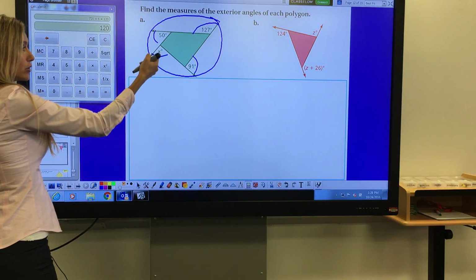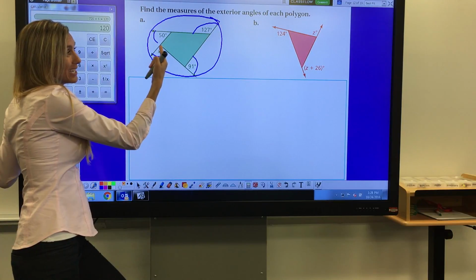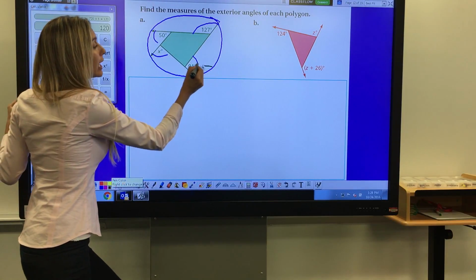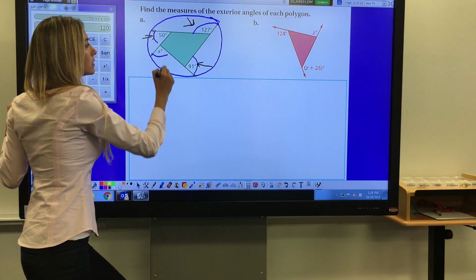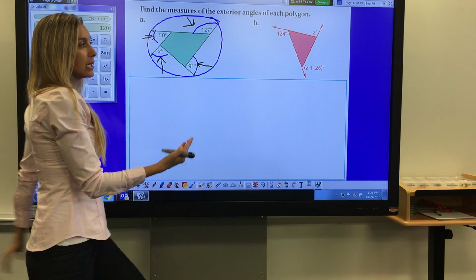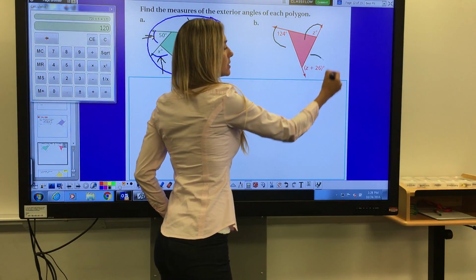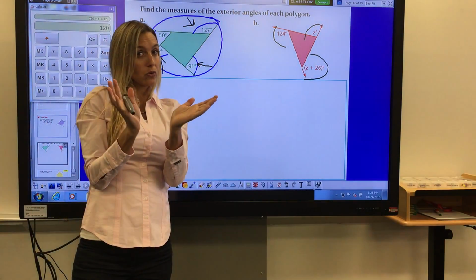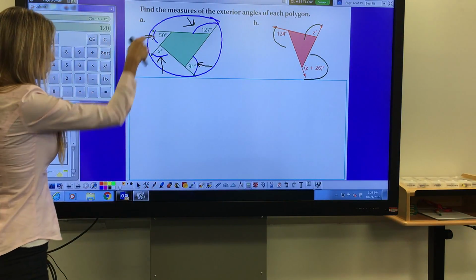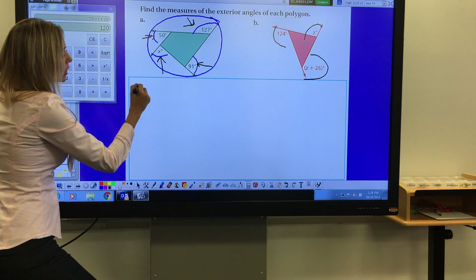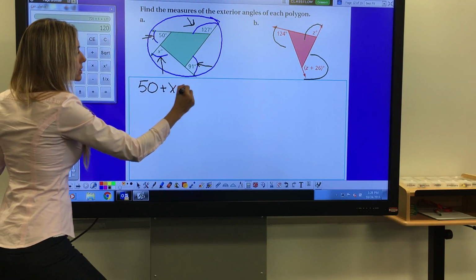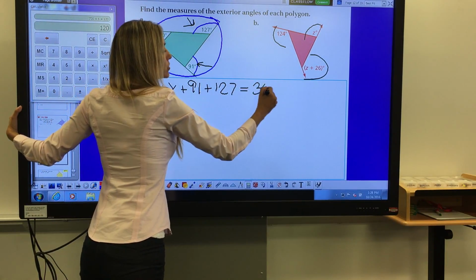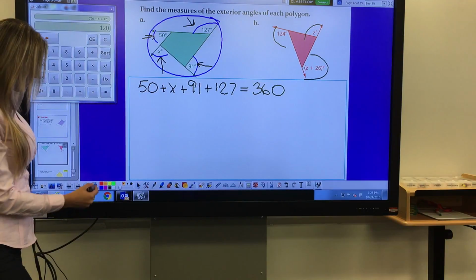So that means if I am trying to find a measure of an exterior angle of a polygon, I know I have to add all these angles up and make them equal to 360. It does not matter what shape it is. As long as I'm talking about exterior angles, I know I'm creating a circle, which is 360 degrees. For instance, in here, I know I would have to do 50 plus x plus 91 plus 127. The sum of them should give me 360 degrees.